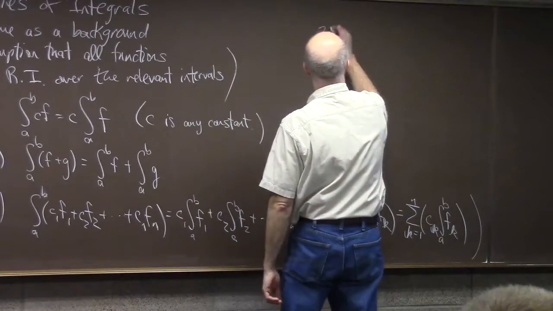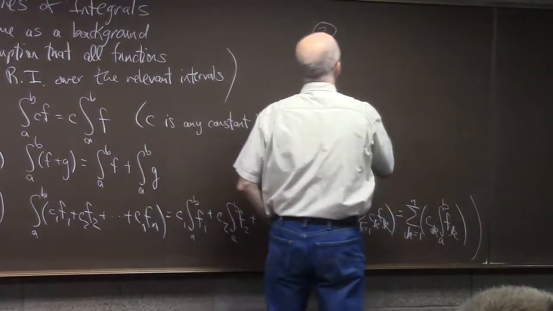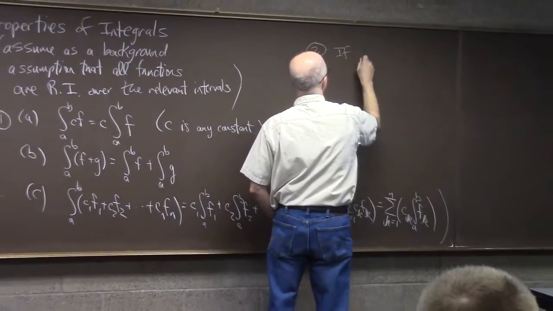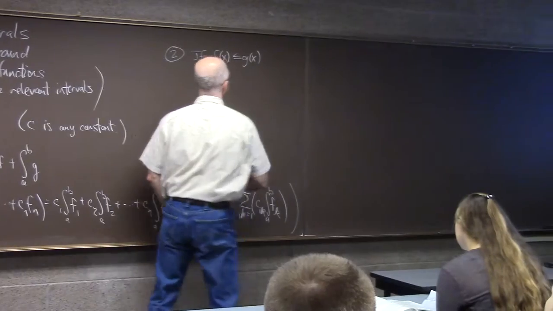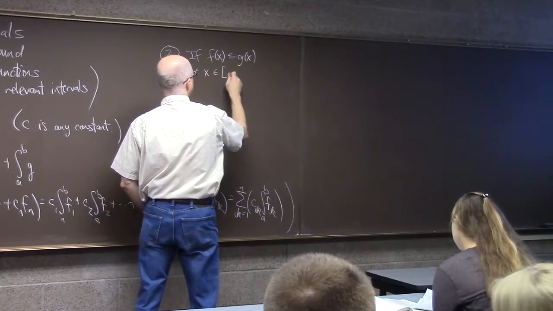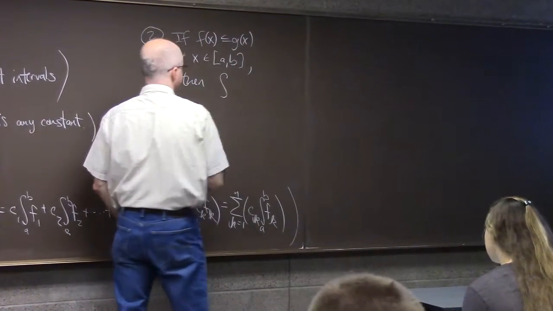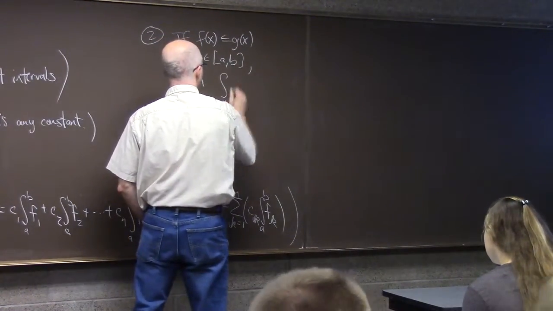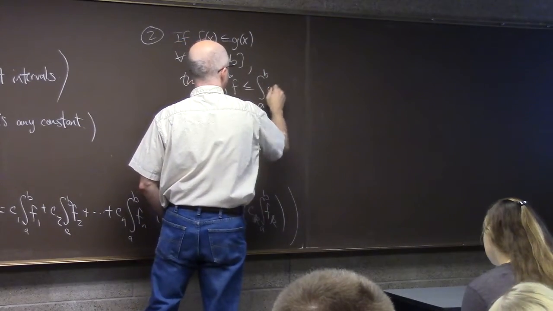What other properties? We had: if f of x is always less than or equal to g of x for all x in some interval, and again, assuming f and g are Riemann integrable, then the integral of f is less than or equal to the integral of g.